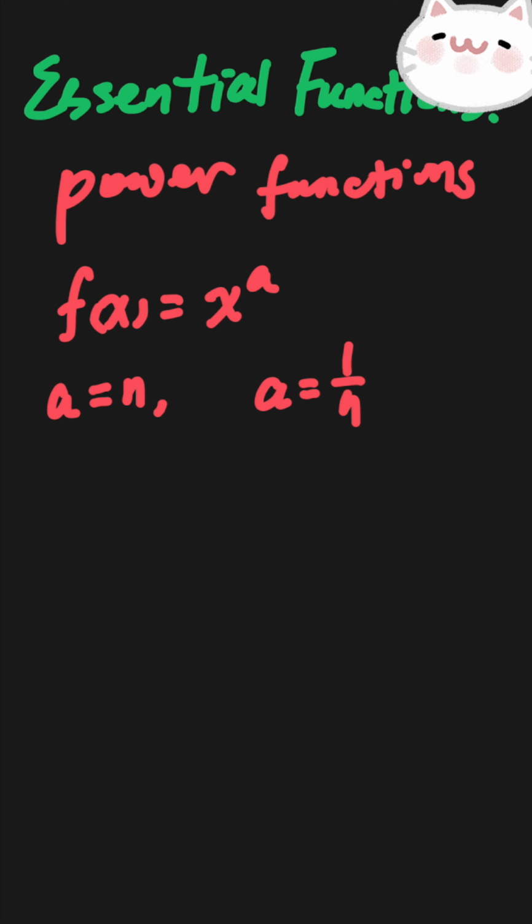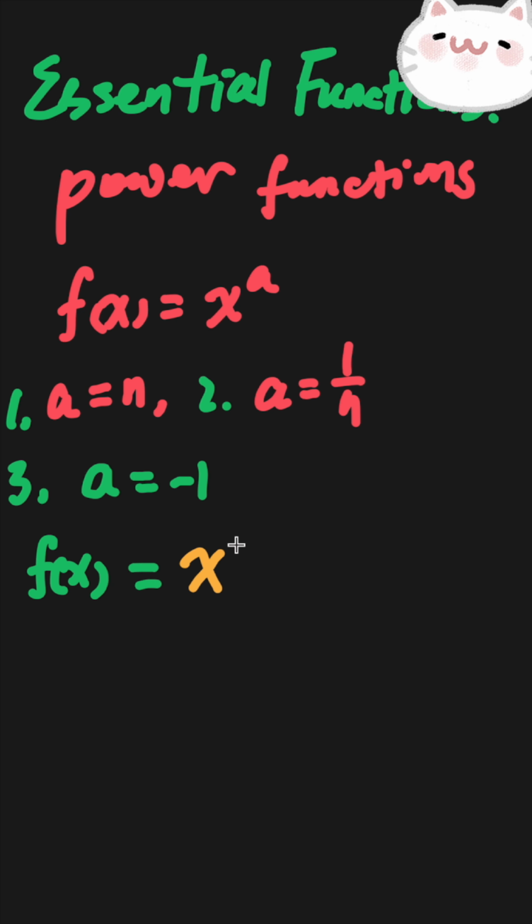Today we're going to see the third situation. So 1, 2, 3, where a is -1. So basically f(x) becomes x raised to the power of -1. And according to the law of calculation of exponents, this is equal to 1 over x raised to the power of 1. I'm not going to write 1 anymore. And the graph of this function basically looks like this.